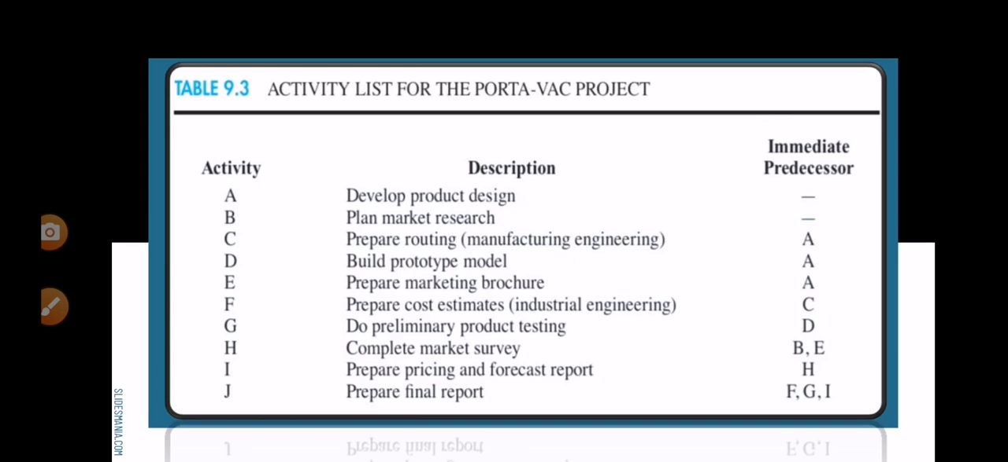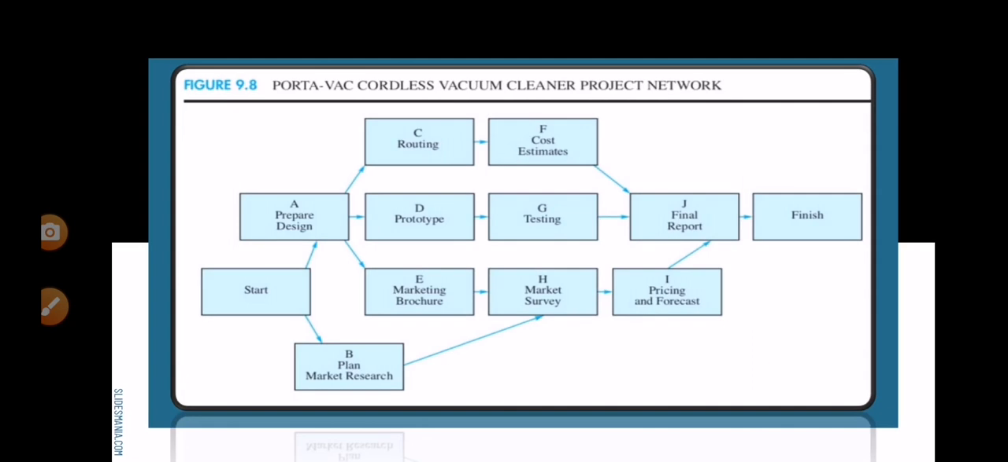In H, you cannot start if you haven't finished activities B and E. And I, you cannot start without finishing activity H. And in J, you cannot start activity J without finishing activities F, G, and I.